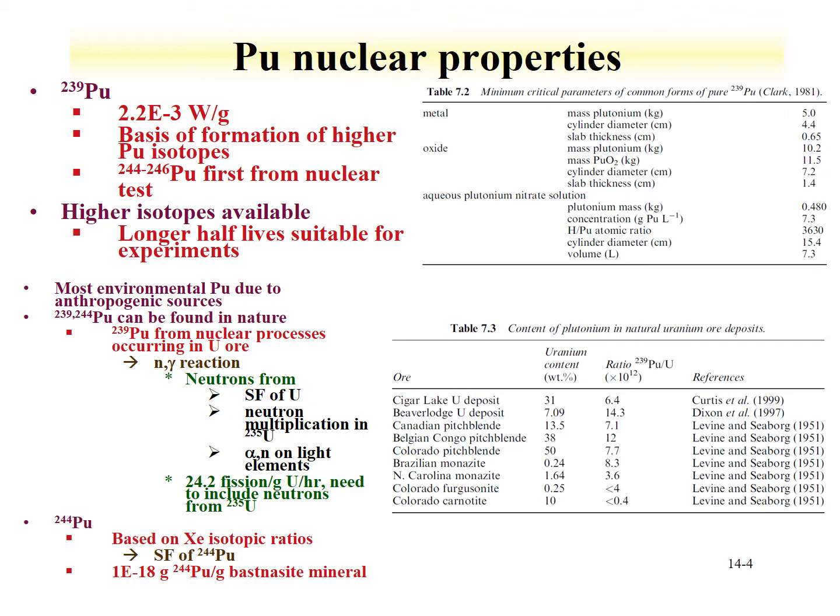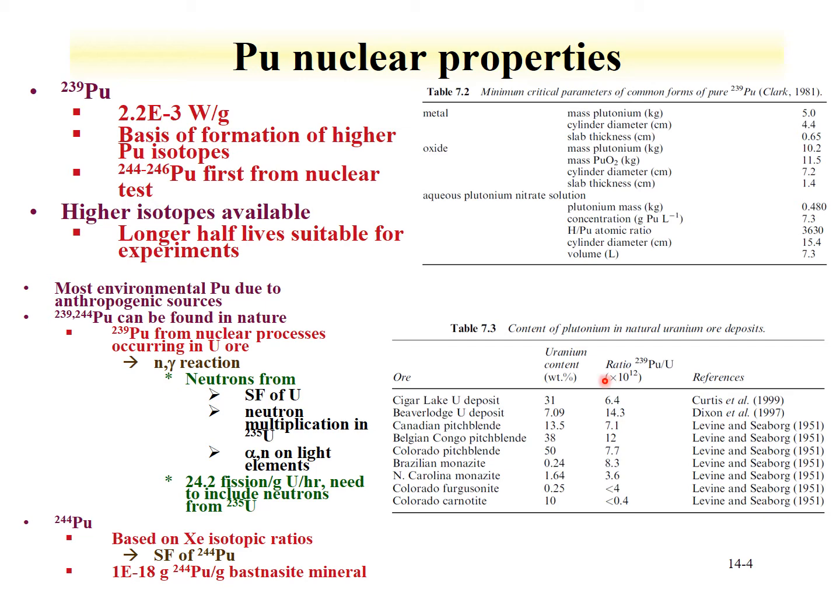There's also a natural component of plutonium in the environment, and some of it can be found in ores that contain a lot of uranium. If you think about uranium, it has a very long spontaneous fission half-life, so uranium can emit neutrons from spontaneous fission. If you have ores with a large amount of uranium, such as the Cigar Lake uranium deposits, there is a probability of these neutrons emitted from spontaneous fission capturing onto uranium-238 and creating plutonium-239.